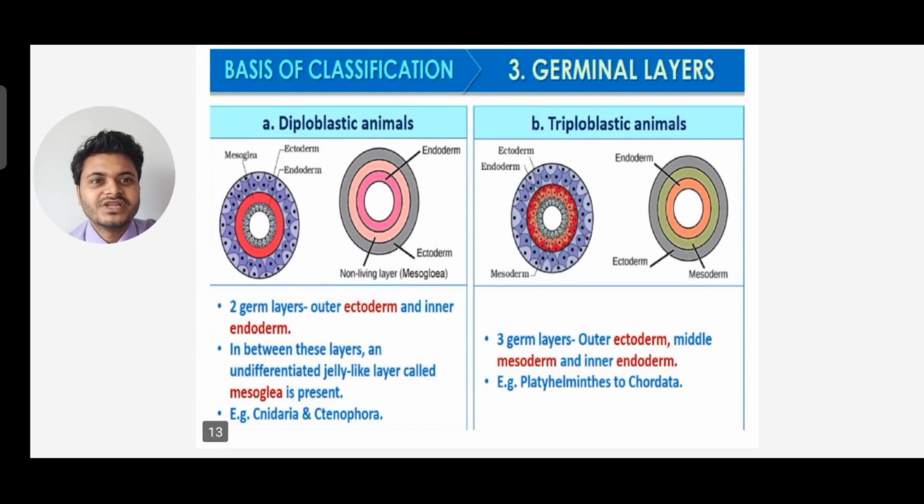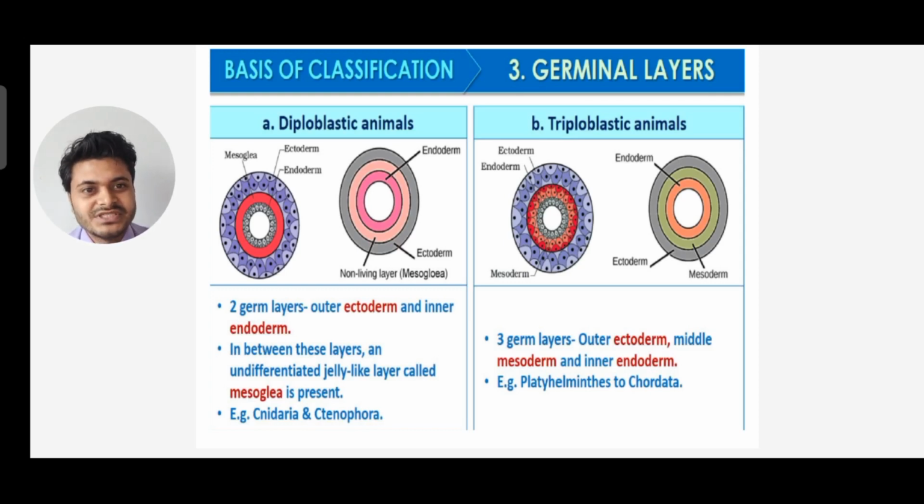Now you see the differences very nicely given between diploblastic animals and triploblastic animals. Under diploblastic animals, two layers are there, ectoderm and endoderm. And in triploblastic animals you have ecto, meso and endo. So, two germ layers under diploblastic: outer ectoderm and inner endoderm. In between these layers, an undifferentiated jelly-like layer called mesoglea is present.